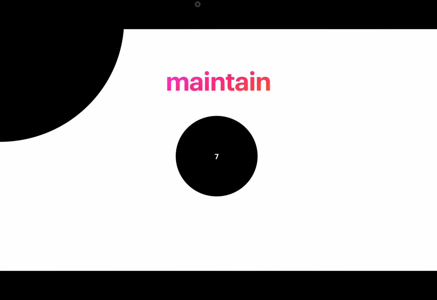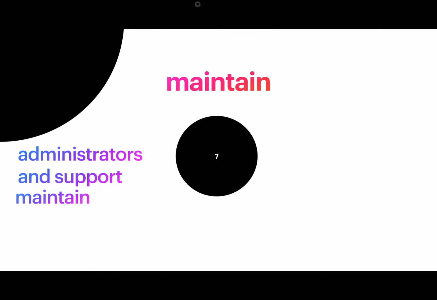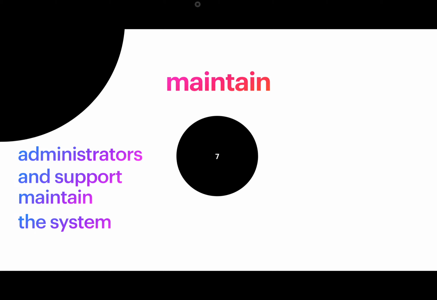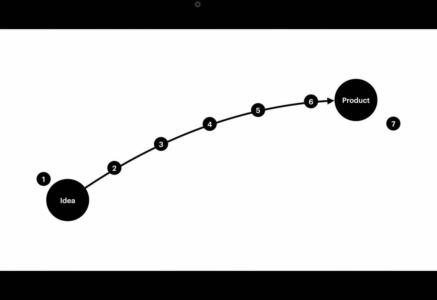Finally, there's maintenance. Here, administrators and support maintain the system. Administrators make sure everything keeps running, and third-line support works with customers to ensure the product is succeeding for them. So that's the basic process.